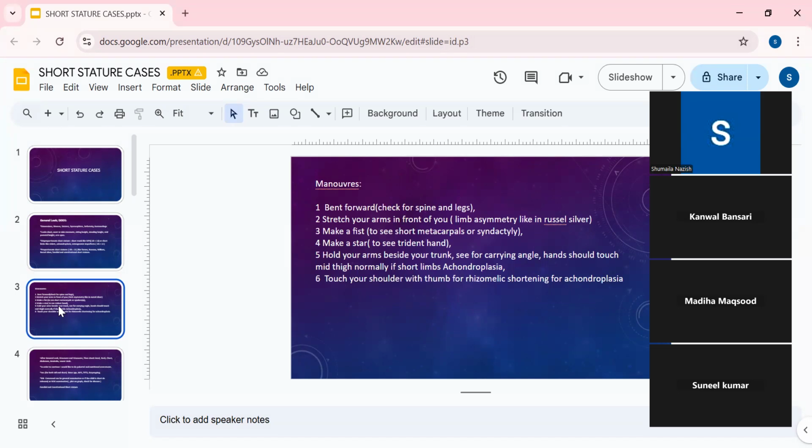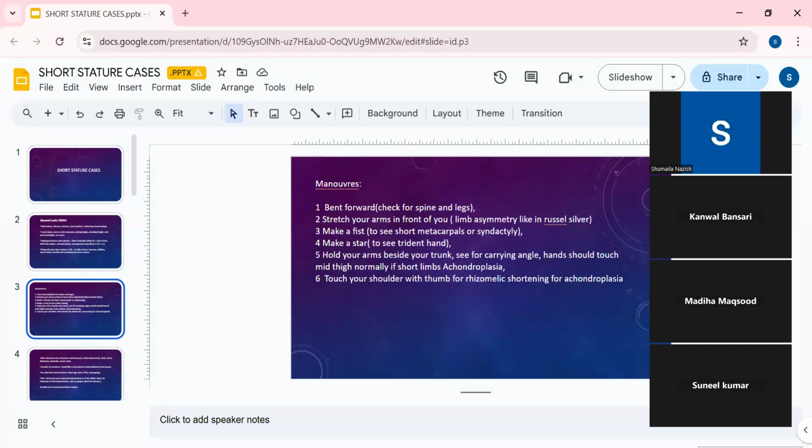So when you have a child who is clearly short, you will of course ask the child to stand up. You'll expose him appropriately, okay? Scan him from the front, from the sides, from the back, okay? So pick up if there's any obvious dysmorphism, any other problem, okay? Maybe you can ask him to walk a bit, okay? And then you do the different maneuvers.